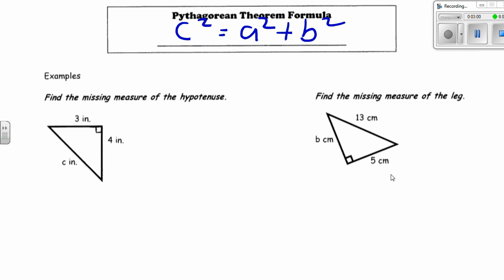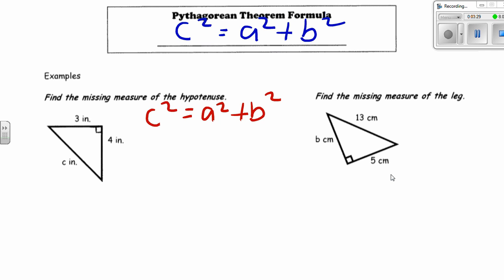Now we have a couple examples where we're going to have to find what either a leg is or a hypotenuse is. In the first one, it says find the missing measure of the hypotenuse. So this time we are looking for the hypotenuse. We are going to use the Pythagorean Theorem formula to do this. What you always want to do is go ahead and write the Pythagorean Theorem formula first. So c squared equals a squared plus b squared.